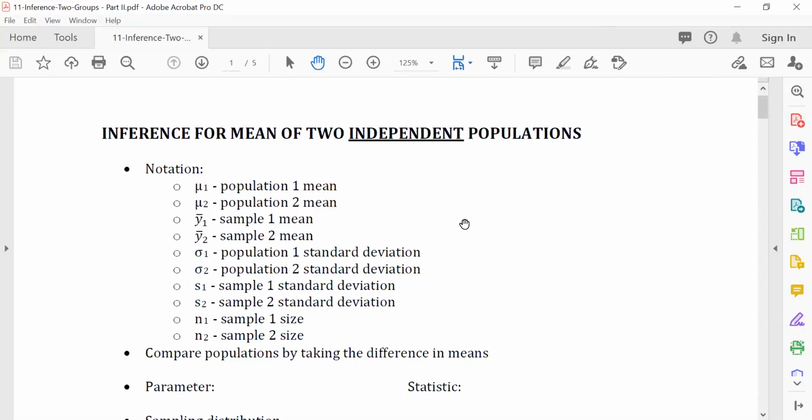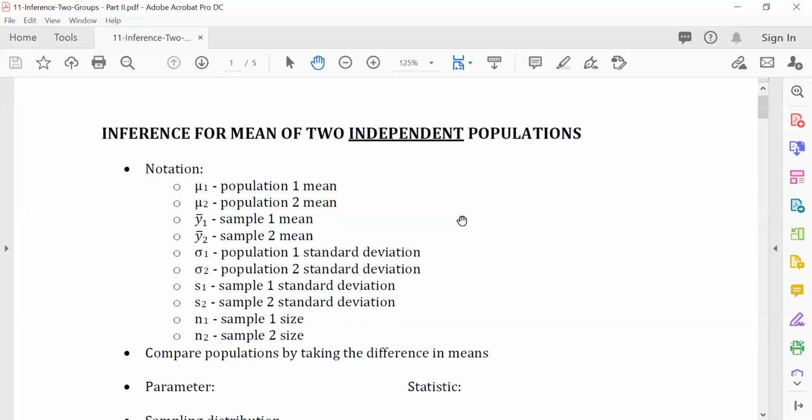Here are some notations. It's the same as the notation that you have seen for one population. It's just that now, since you have two populations, you give it a subscript. So that's the population mean, mu1, mu2, sample mean, y1 bar, y2 bar, population standard deviation, sigma 1, sigma 2, sample standard deviation, S1, S2, and sample size N1 and N2.